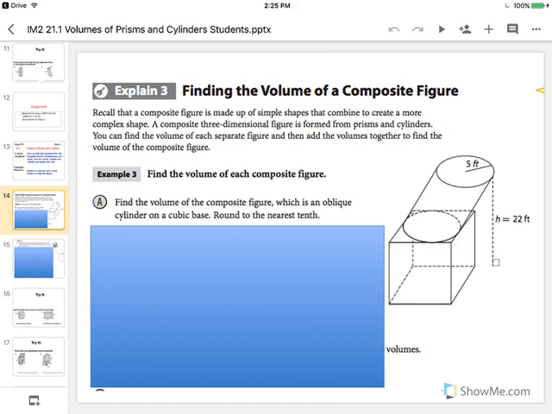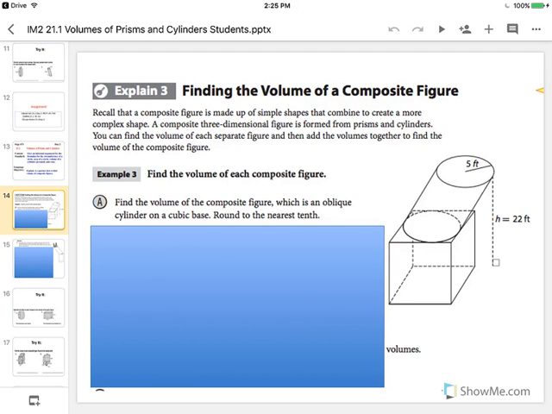Let's go to our first example: find the volume of a composite figure. Recall that a composite figure is made up of simple shapes that combine to create a more complex shape. A composite three-dimensional figure is formed from prisms and cylinders. You can find the volume of each separate figure and then add the volumes together to find the volume of the composite figure. Example 3a: find the volume of each composite figure.